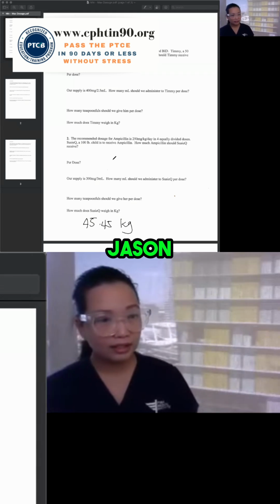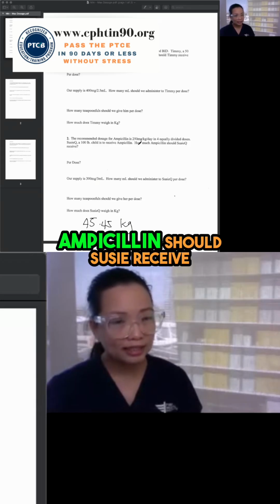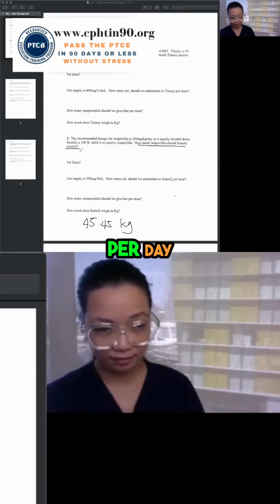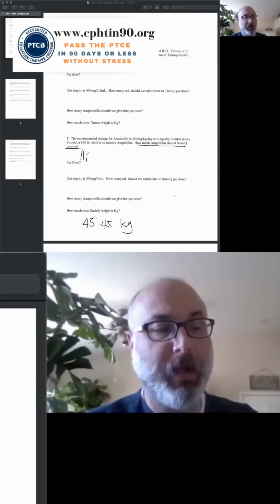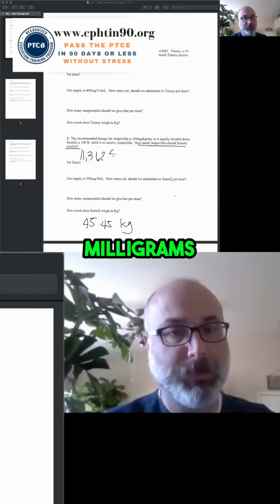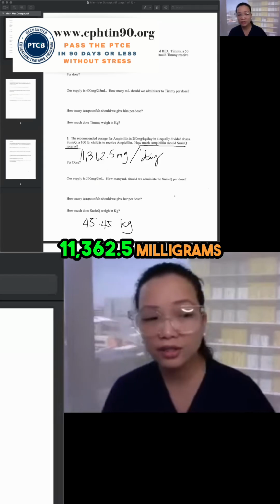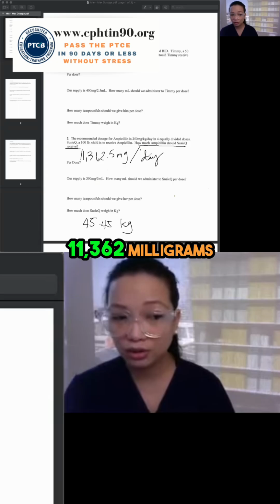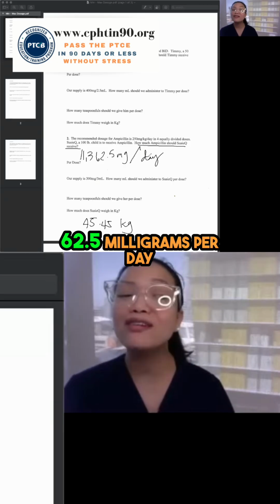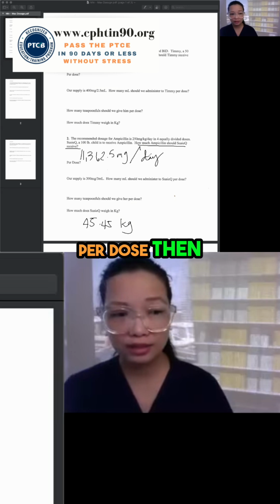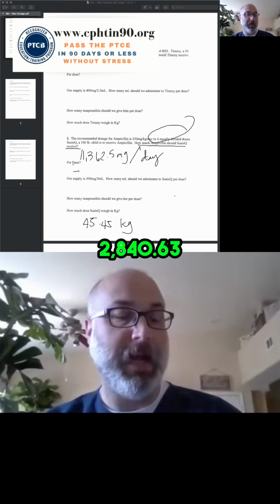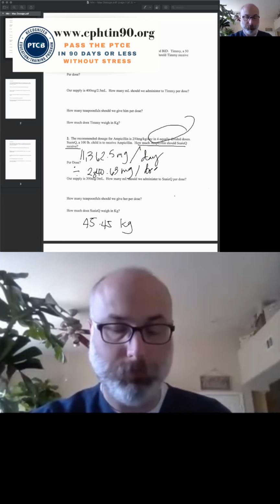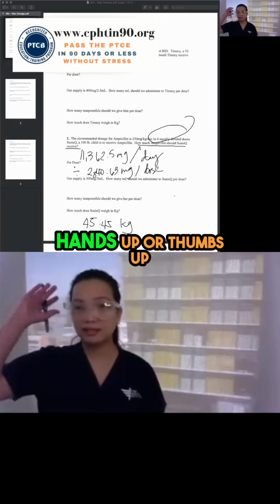Let's calculate, Jason. How much ampicillin should Susie receive? This is going to be per day. So per day, I got 11,362.5 milligrams. Correct. You see that? 11,362.5 milligrams per day. What's your per dose then? Per dose was going to be 2,840. Correct. Who got this one? Hands up or thumbs up.